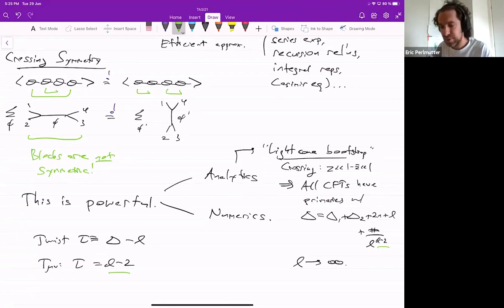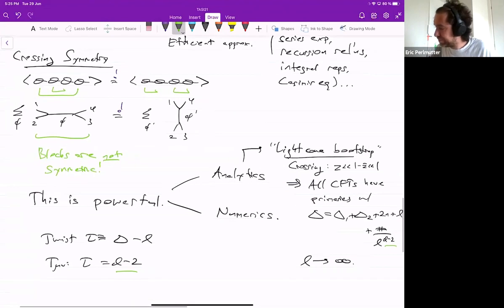Okay. So any other questions? This concludes the CFT background part before we transition to large N correlators. Okay, good.